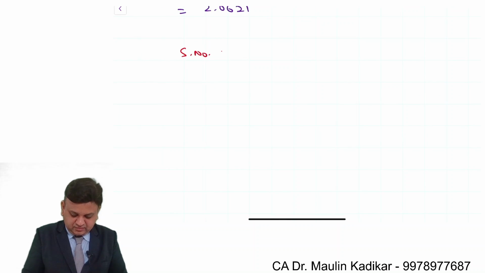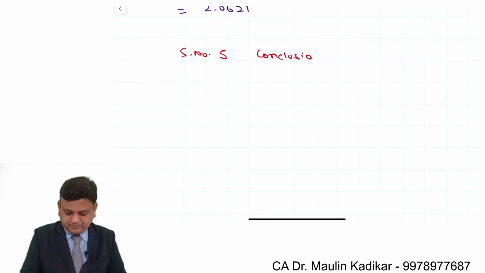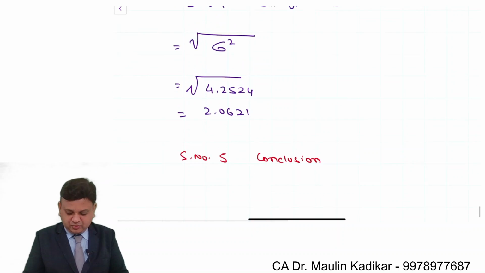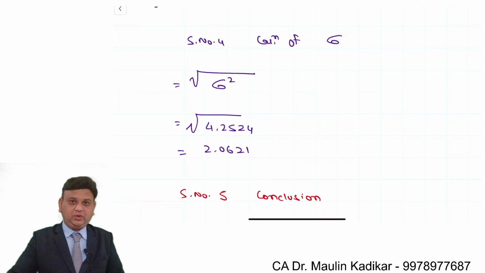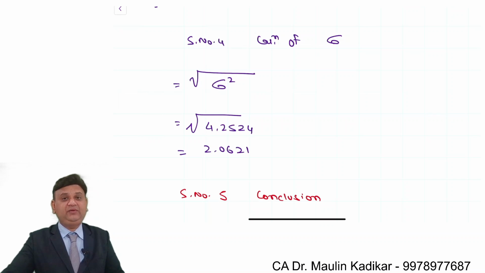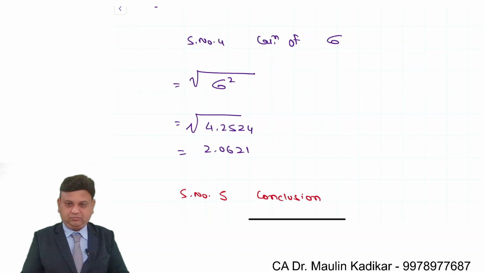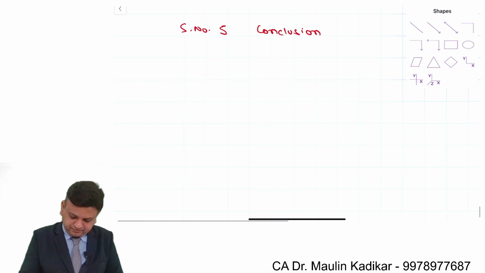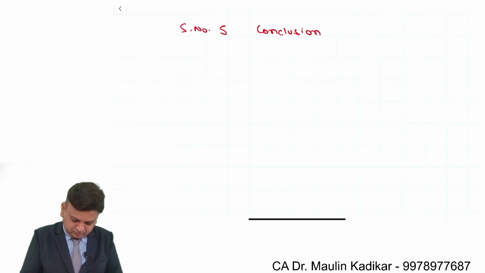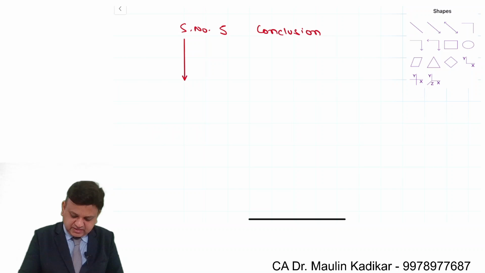Step number 5, conclusion. So in order to draw the conclusion, first of all we are required to find the range, lower value and higher value between which the value of the R should fall. Now the conclusion is drawn like this. You have to develop two limits, lower limit and higher limit.